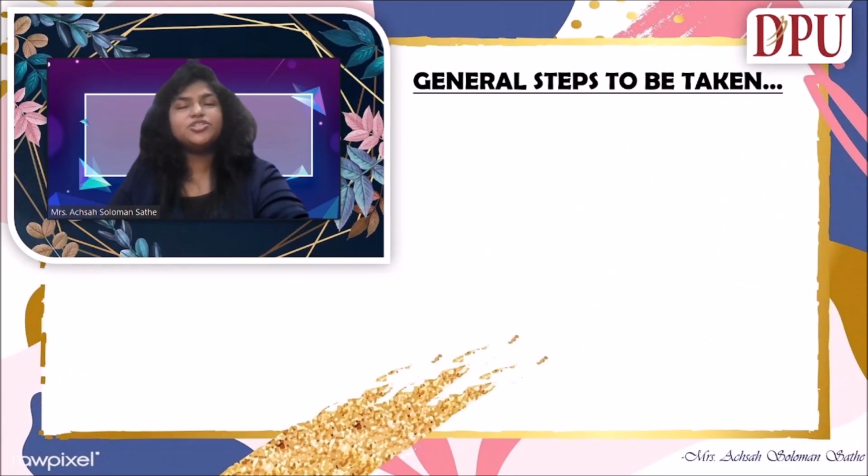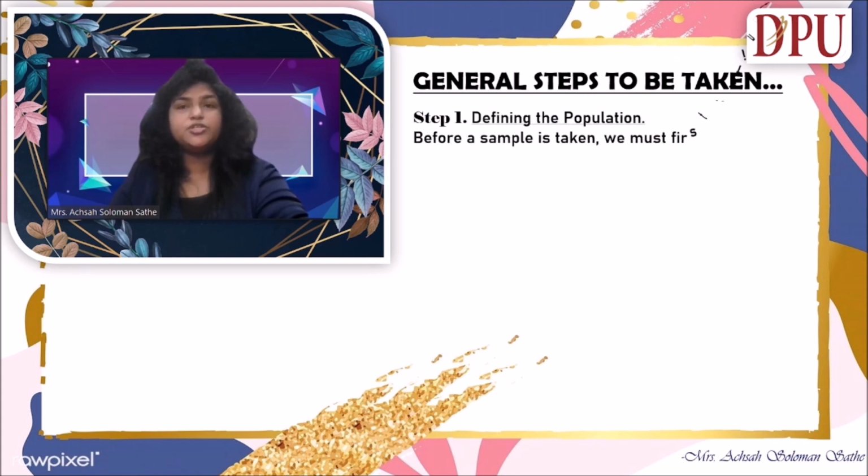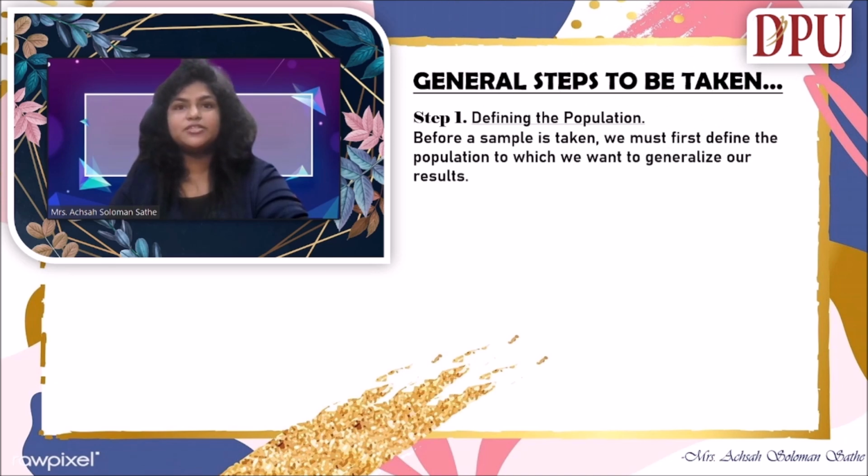Now let's see what are the general steps that need to be taken when you make a sample. First thing, defining the population. It's very important. So before a sample is taken, we must first define the population to which we want to generalize our results. So without that, we cannot make a sample.